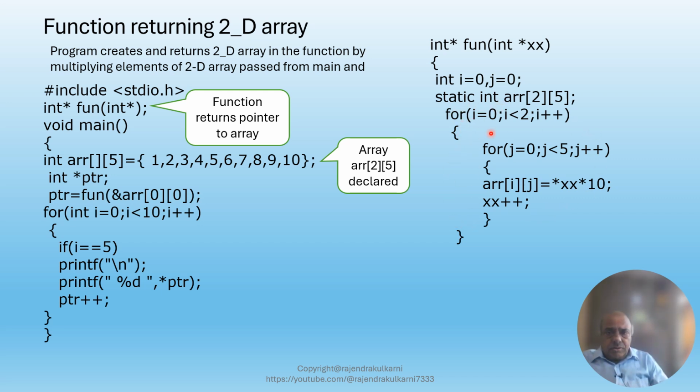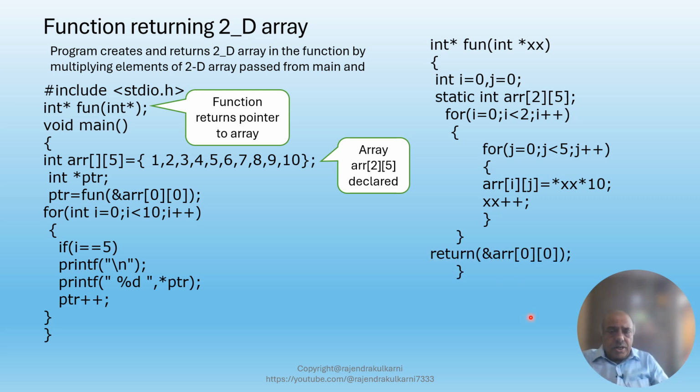In this nested for loop, what we are doing is we are multiplying the values contained in the pointer XX by this indirection operator, star XX multiplied by 10, and then we are incrementing the value of XX, which is containing the addresses of the elements of array ARR of the main.